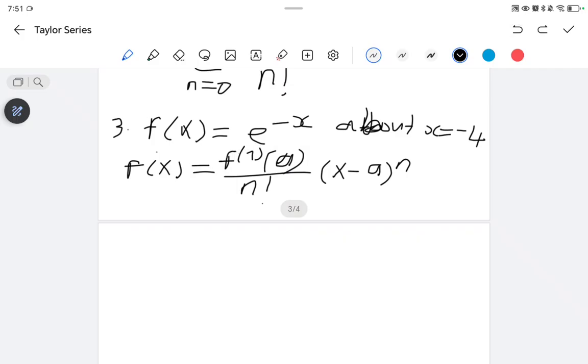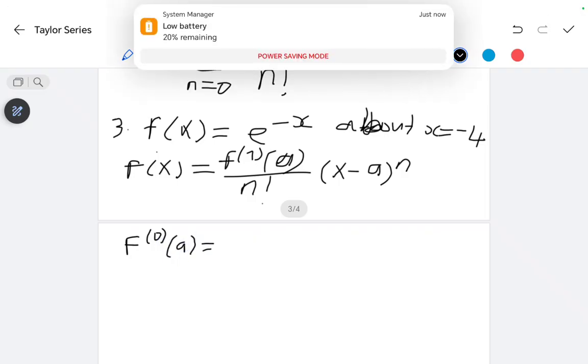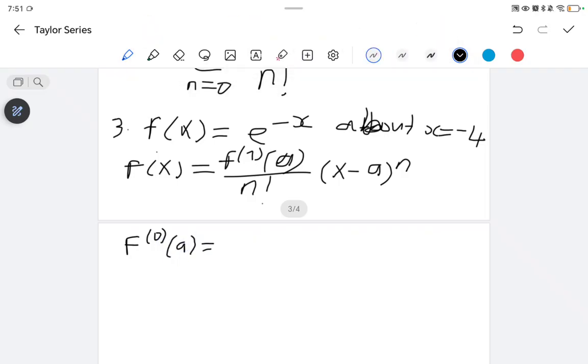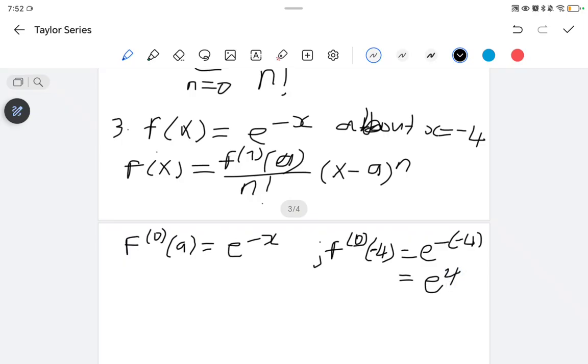We can first say, we know that f of 0 of a would be equal to the original one, and then we plug minus 4 in there on a. This is equal to e to the minus minus 4, which is equal to e to the 4.